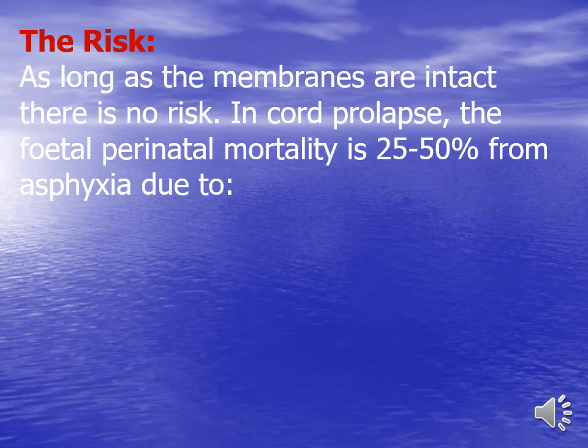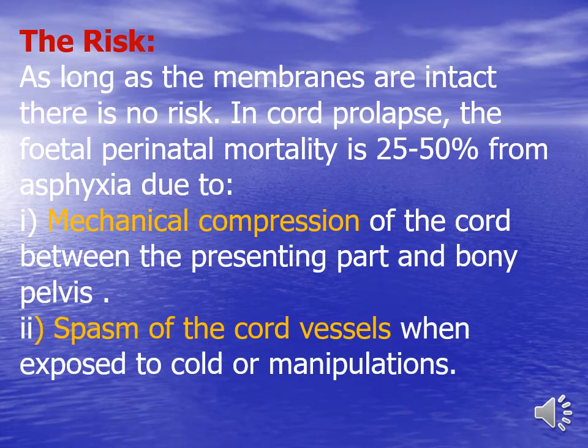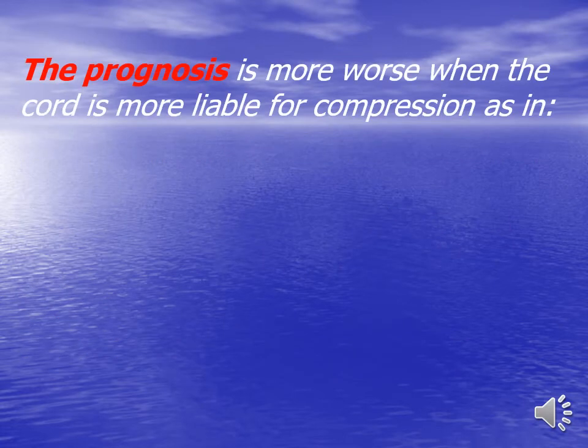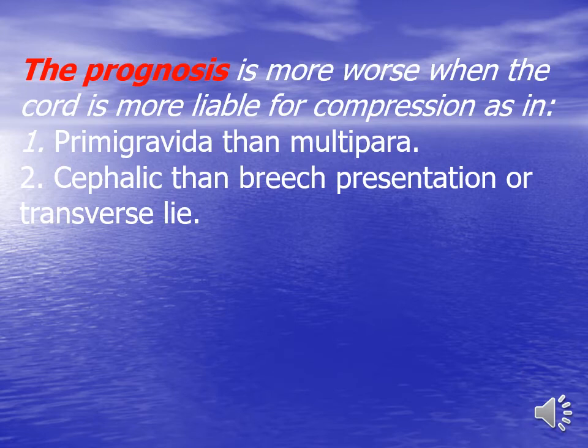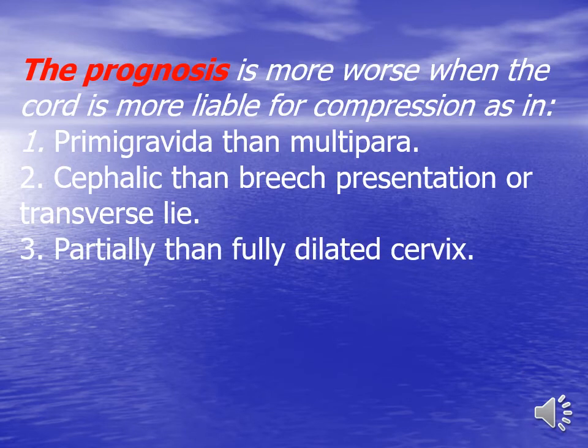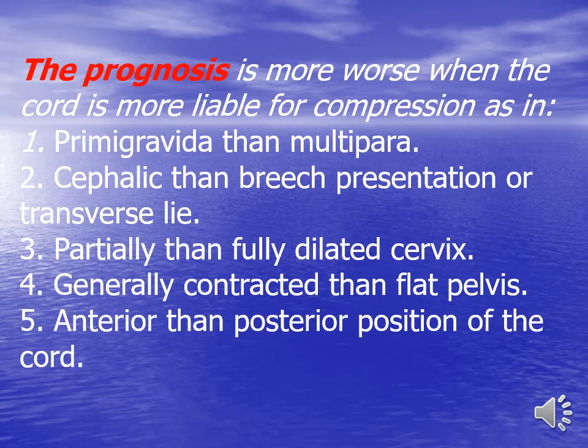The risk: as long as the membranes are intact, there is no risk. If the cord prolapses, the fetal perinatal mortality reaches 25 to 50% from asphyxia due to mechanical compression of the cord between the presenting part and the bony pelvis, and spasm of the cord vessels when exposed to cold or by manipulation. The prognosis is worse when the cord is more liable to compression, as in primigravida rather than multigravida, cephalic presentation, then breech or transverse presentation, partially then fully dilated cervix, generally contracted pelvis, then flat pelvis, anterior, then posterior position of the cord.